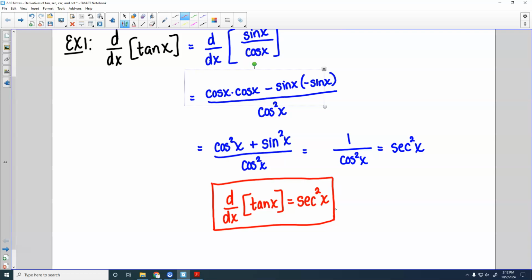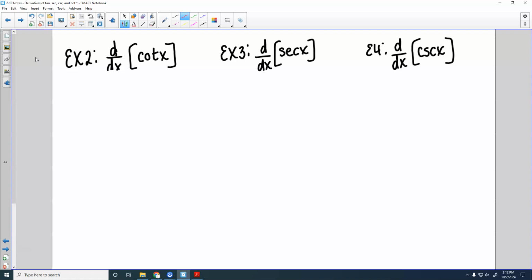But for these other 4 trig functions, we do want to memorize these. These are ones that we want. If we see derivative of tangent x, we can just say it's secant squared. You don't have to go through the long process for it. So I want you guys to do this for the other 3.